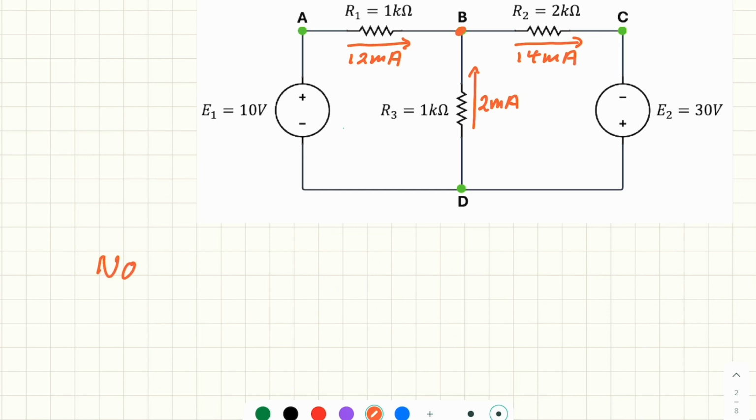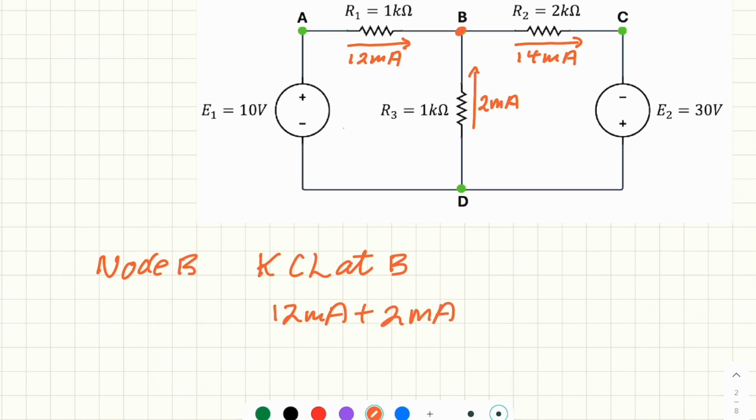At node B, we want to check the KCL at B. So the KCL says the current flowing into the node, in this case, is 12 milliamp plus 2 milliamp, and it should equal the current flowing out of the node. And yes, they are indeed correct. So the KCL at node B is correct.